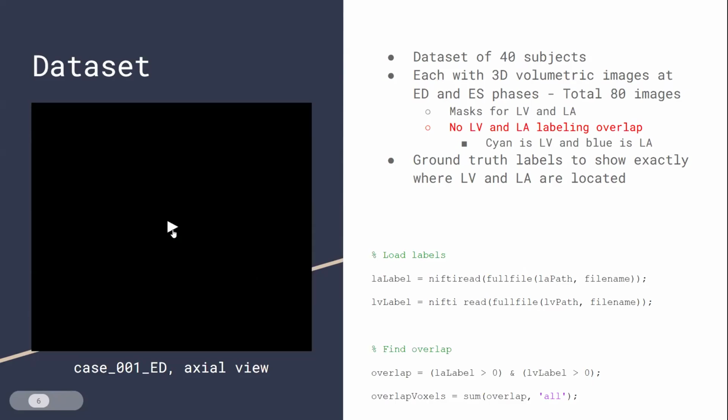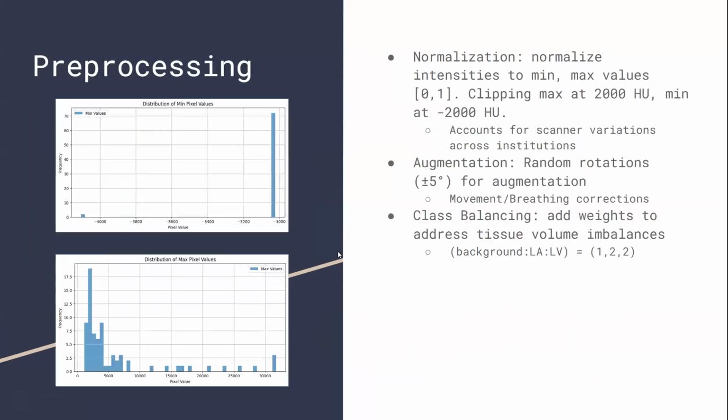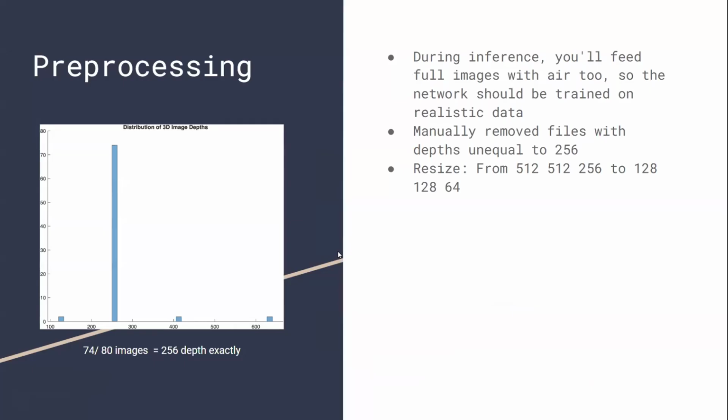Next, we can go into more of our pre-processing. Before we fed the data into our model, we wanted to make sure that it was very consistent and that there were no outliers, and we wanted to make our model as precise as possible. During inference, you feed full images with air too, just as real-world images have not only the cardiac system, but also background artifacts such as air or other things.